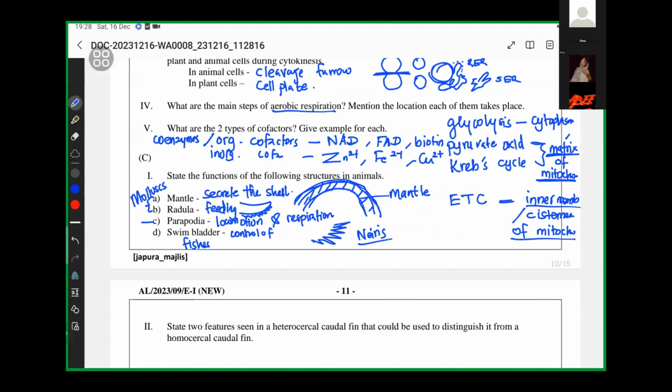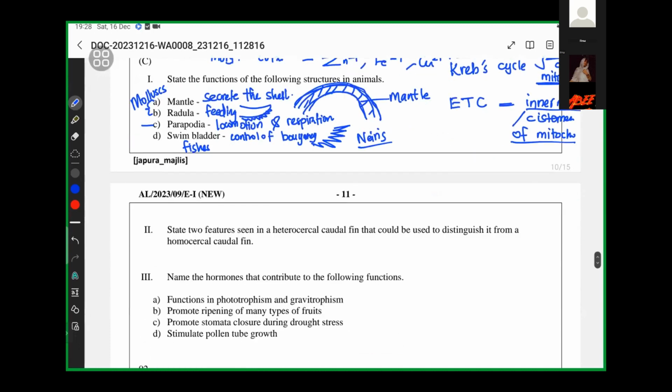The swim bladder you can see in fishes. It is used for control of buoyancy. Right, the fish needs to swim, and it cannot sink under the water, so it needs a kind of buoyancy. So the fishes have the swim bladder.